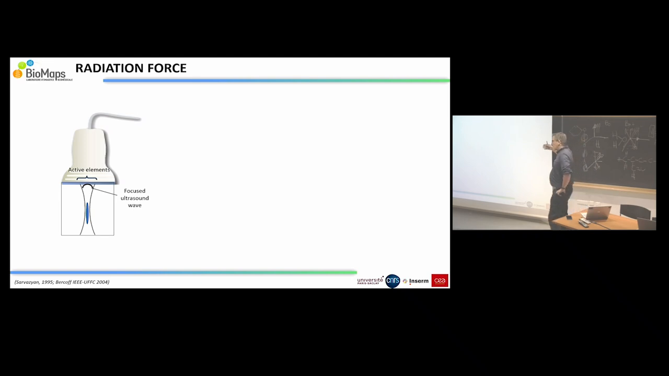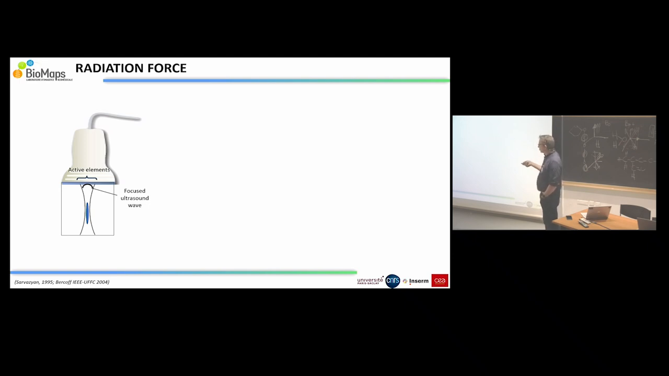Now, we are able to have an ultra-fast movie, but we need to generate the shear wave. And to generate the shear wave, as you see, it's not easy to use natural vibration. It's not easy to hurt people. So we thought about a smarter way, which is radiation force.